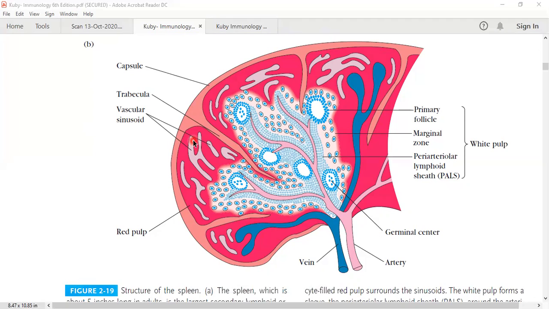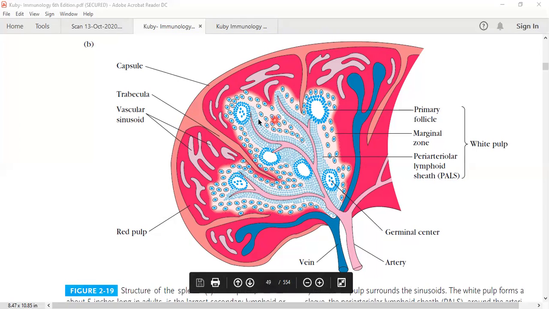If macrophages are there, we know macrophages are phagocytic cells. They will engulf the RBCs which have completed their lifespan. And when they destroy these RBCs, they will have the remains of these RBCs, for example heme and iron pigment. These are present in these sinusoids when they destroy the red blood cells. Therefore, it is also known as red pulp.